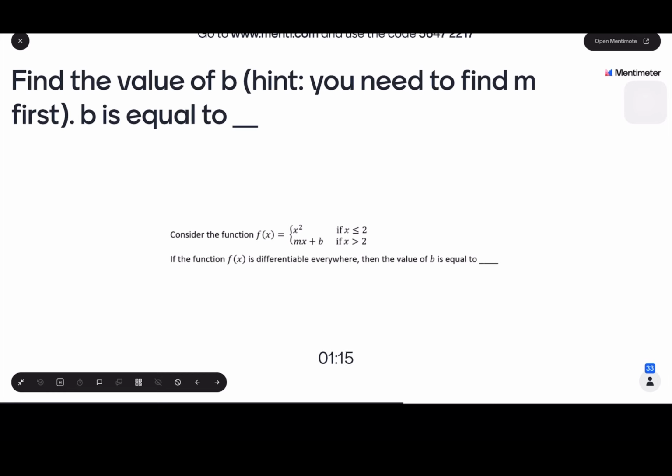After you check the differentiation, check continuity. The second part, that's how you get b. I will explain tomorrow with another example, because I think this is a typical question in the exam. This is difficult. You need more practice.